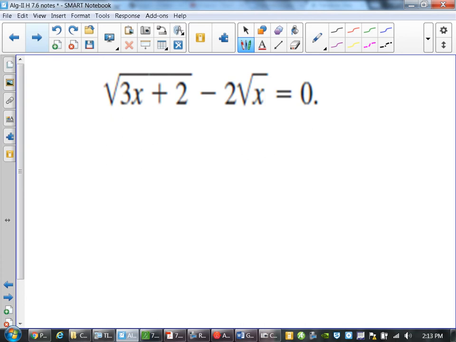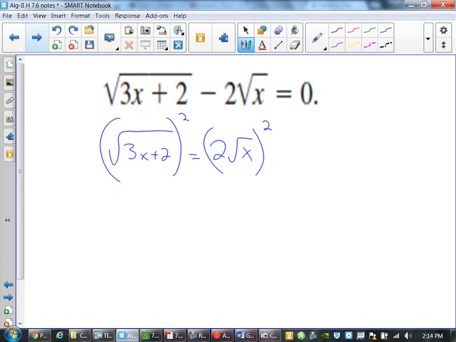One or two degrees. So I'm going to add the 2 root x to the other side. And at this point, I want to get rid of the radical, which means I have to square both sides. Here's the mistake that you're going to make. You're not going to square the 2. There you go.